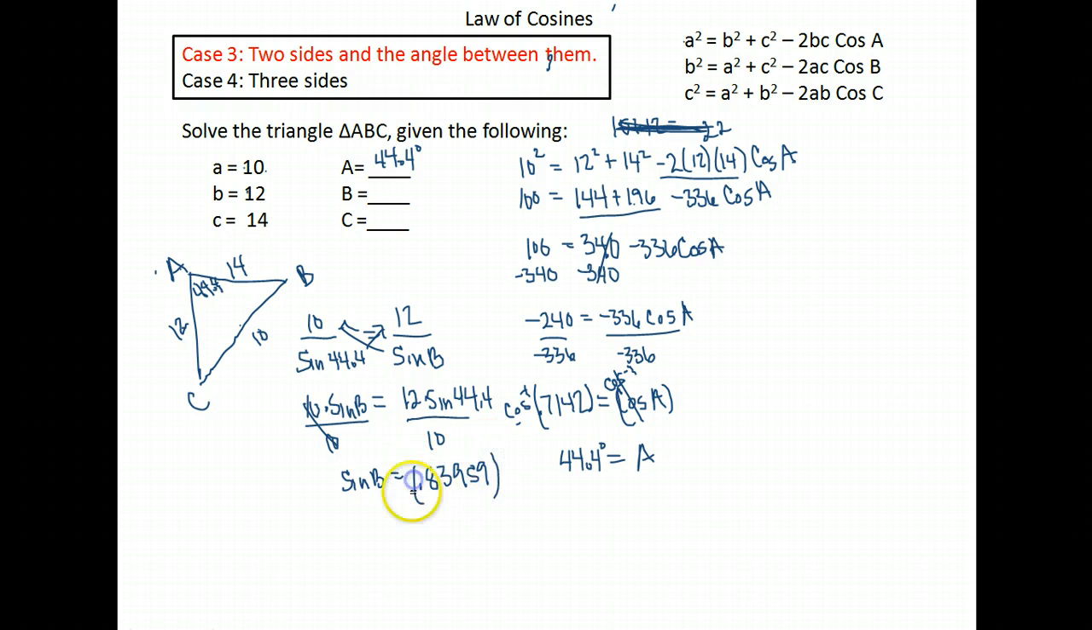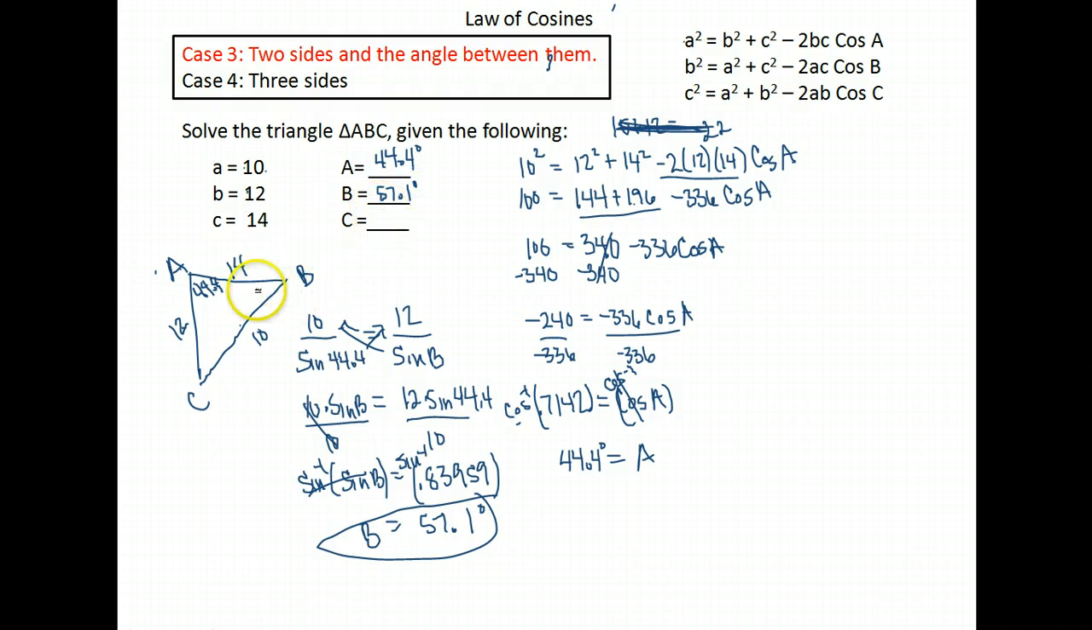I'm leaving it in my calculator so that here, to remove that sine, I do the inverse sine of both sides. So B is the inverse sine of that number, 0.83959, which leaves me with about 57.09, 57.1 degrees. So I found my second angle, 57.1 degrees.